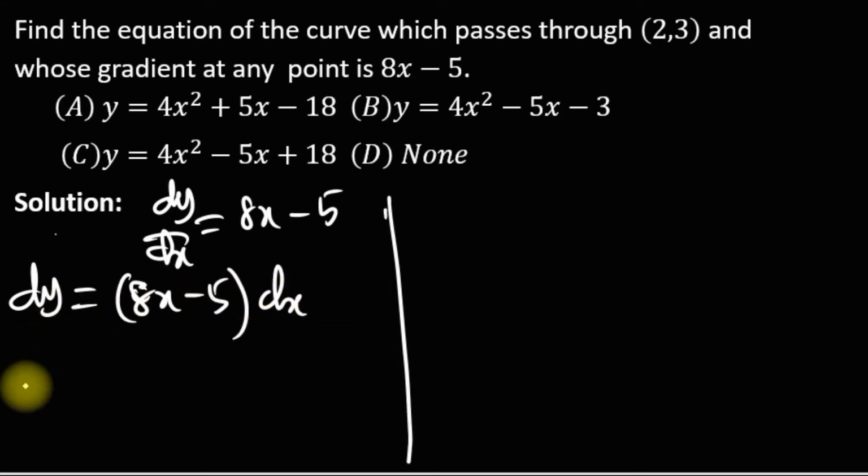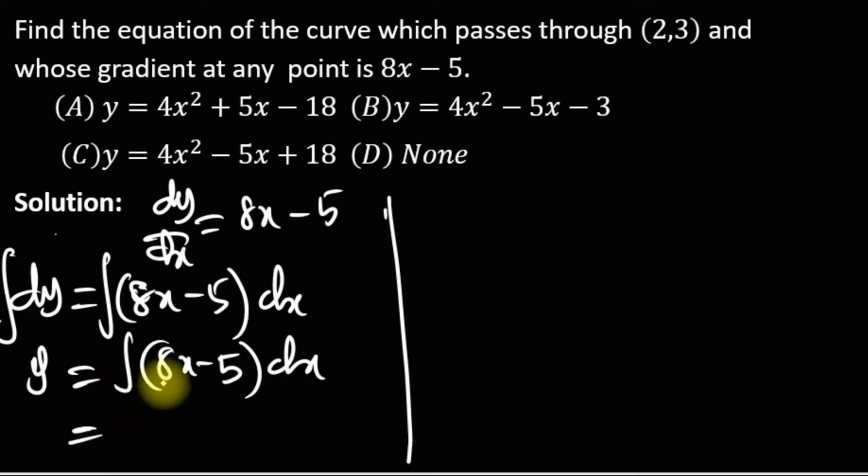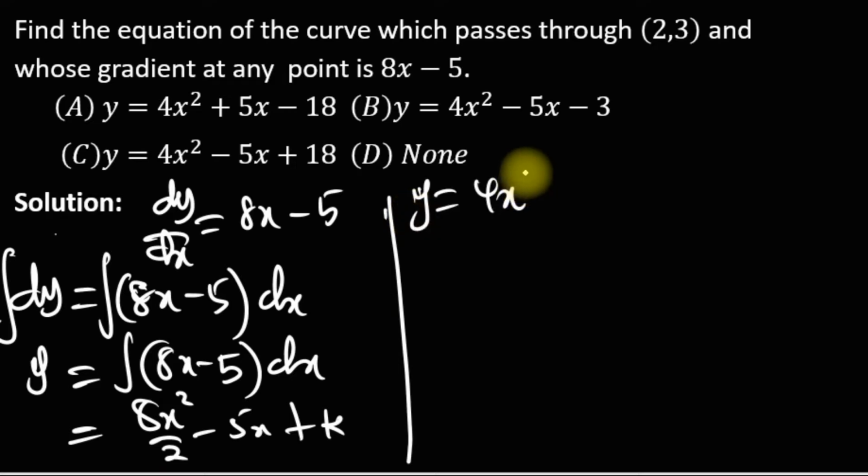Applying the integral, that's integrating both sides, introducing the integral sign. So we have the integral of dy, which is y, equals the integral of (8x minus 5) dx. And we integrate now. We have 8x squared over 2 minus 5x plus a constant c. And 8x squared over 2 is 4x squared, so we have 4x squared minus 5x plus c.